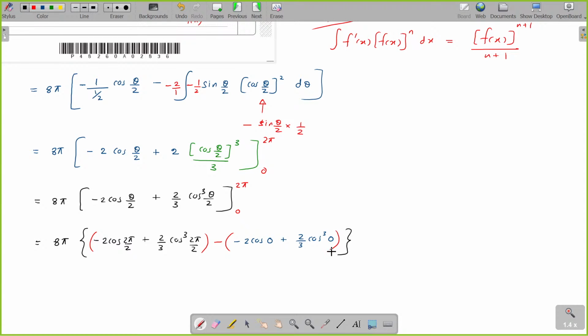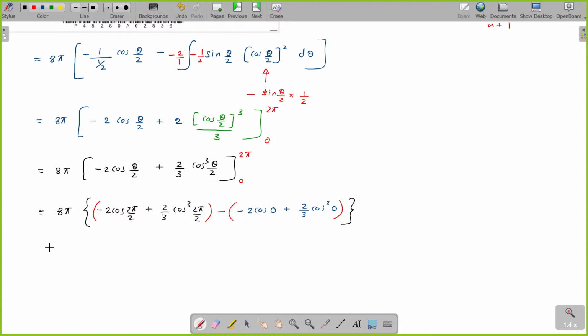Yeah. So can I have the simplified answers? Tell me the answer. Cos 2 pi over 2, so it's going to be cos pi. Cos pi is minus 1. Minus 2 into minus 1 is a plus 2. Agreed? Cos cube 2 pi over 2, again, it's cos cube pi. Cos pi is minus 1. So minus 1 to the power 3. Minus 1 cube is minus 1, which is minus 2 over 3. Are you all with me? And over here, cos 0 is actually going to be 1, right? So this is 1 and this is also 1. So I end up getting minus minus is a plus 2. And minus into plus is minus 2 over 3. Guys, are you with me?